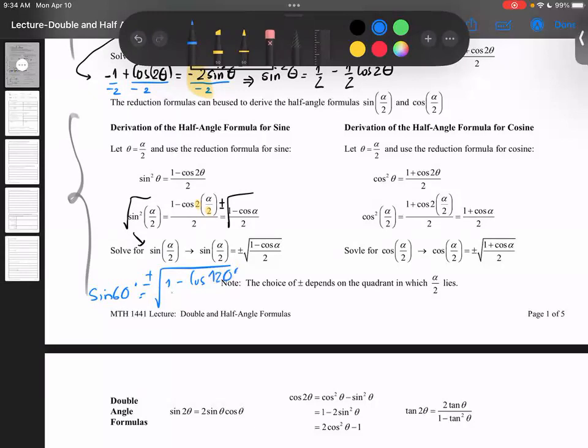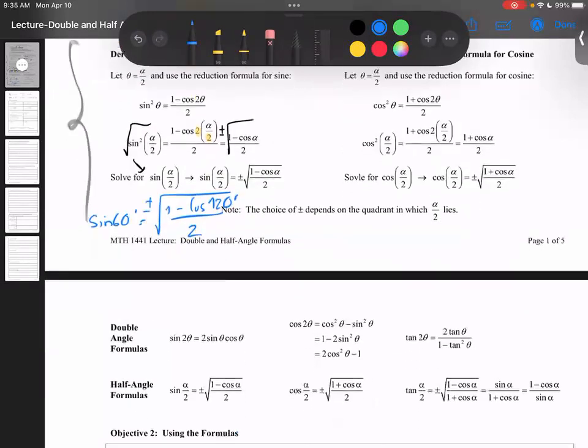Be careful on the math part, be careful with those. That's what people get wrong most of the time. They got the angle wrong, because sine of 60 degree, I can rewrite it as sine of 120 divided by 2, right? Alpha divided by 2. So alpha is 120.